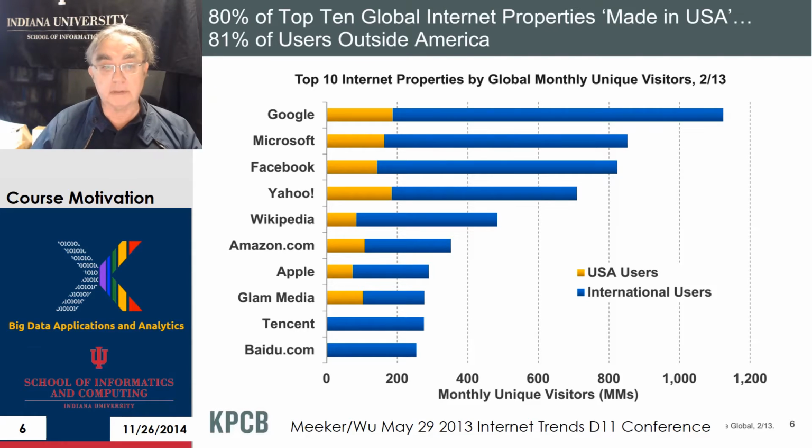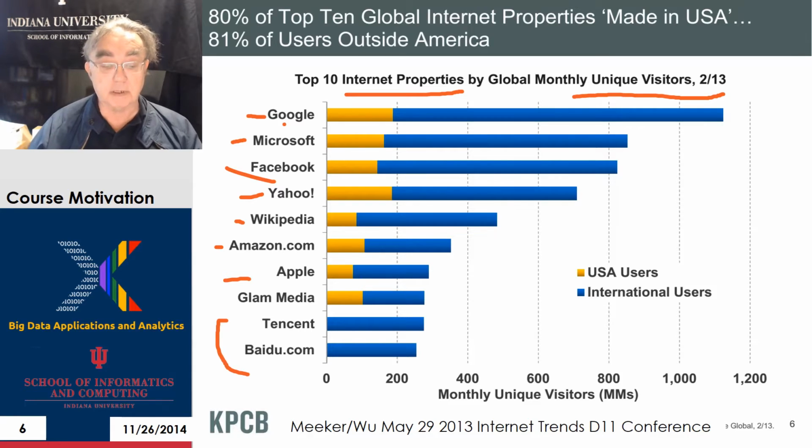Here we have some comparison of internet sites by visitors, and we can see they're dominated by these standard companies: Google, Microsoft, Facebook, Yahoo, Wikipedia, Amazon, Apple, and I must admit I don't know the others. And here we have some important Chinese sites, Tencent and Baidu. I actually don't know what Glam Media is.